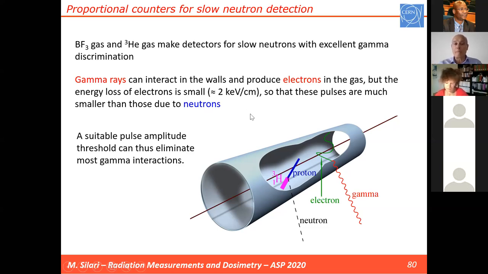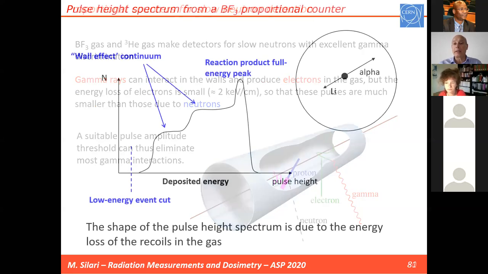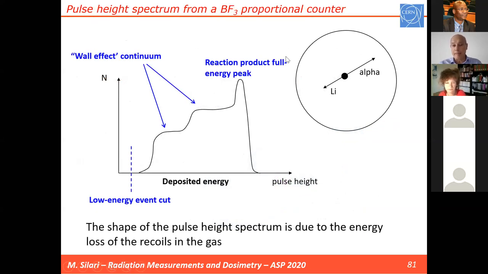So with a suitable pulse amplitude threshold, you can cut all the gamma events and only detect the neutron events. This is what the pulse height spectrum of, for instance, a BF3 proportional counter exploiting boron-10 gas will look like. If a neutron interacts in the middle of the gas and produces the two recoil particles, and they both come to rest inside the active volume, you will get a full energy peak here. But very often this event is produced perhaps close to a wall, so that one of the two may escape.